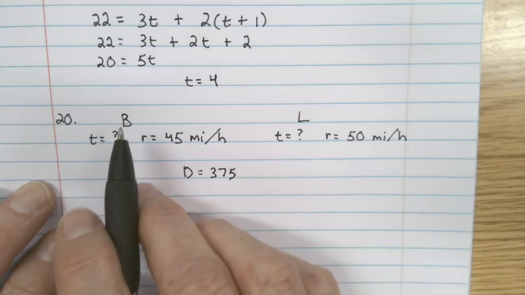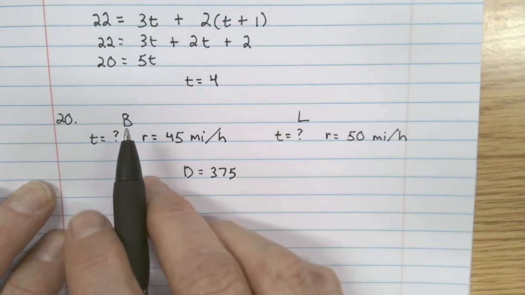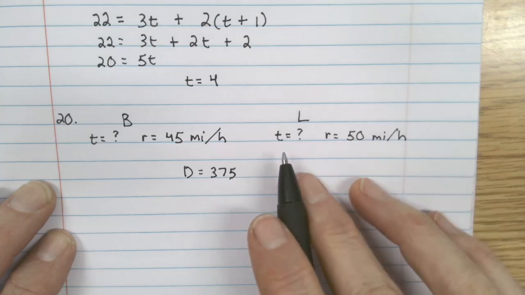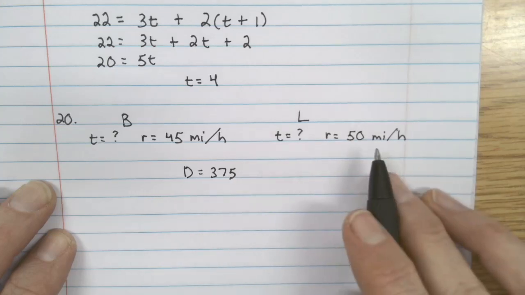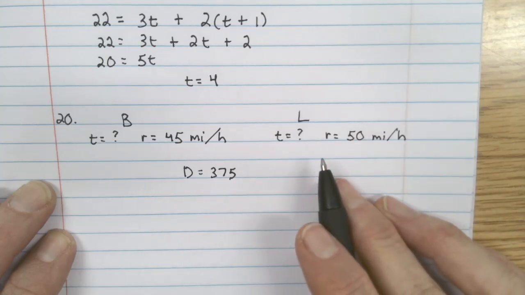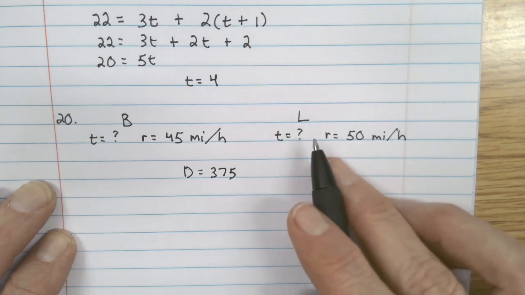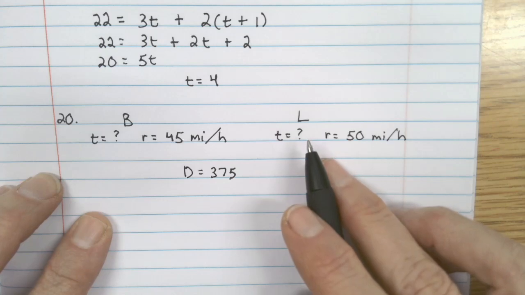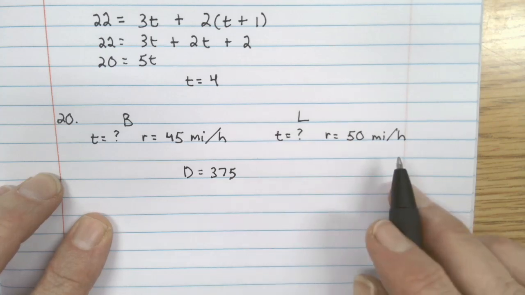Bob leaves at 11 a.m. So let's think about this. Suppose that Lane leaves at 1 p.m., sorry, not a.m. Lane leaves at 1 p.m., Bob leaves at 11 a.m. Let's say that Lane leaves at 1 p.m. and he walks for an hour.